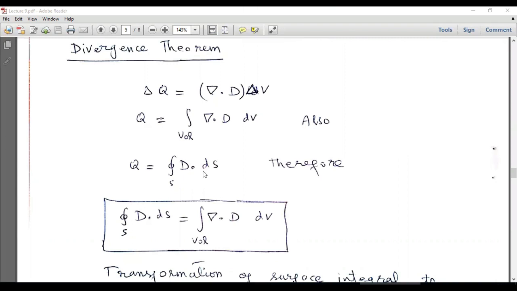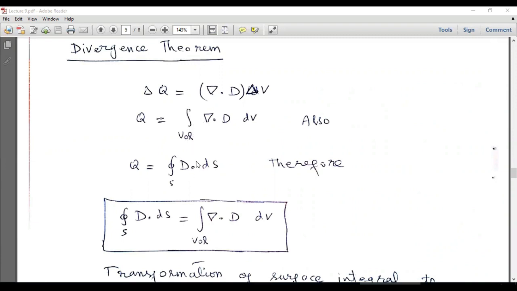This is Gauss's law, and we also know that Q is equal to the volume integral of rho v dv. And rho v is equal to del dot D. This is also Maxwell's first equation in point form. The divergence of D is equal to rho v. So rho v can be replaced with the divergence of D, and this is the volume integral.